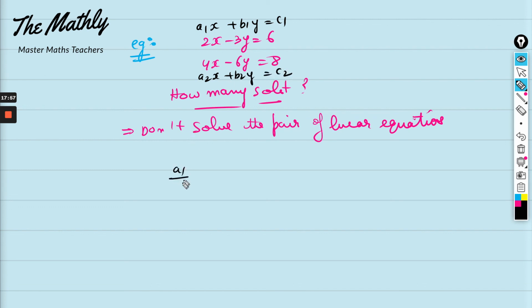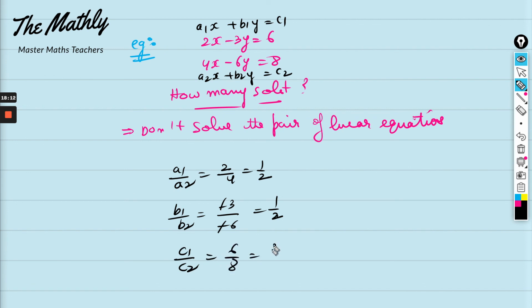What is a1 by a2? That is 2 by 4, which is 1 by 2. What is b1 by b2? That is minus 3 upon minus 6. This and this will cancel out. The answer is 1 by 2. What is c1 by c2? That is 6 by 8. The answer is 3 by 4.